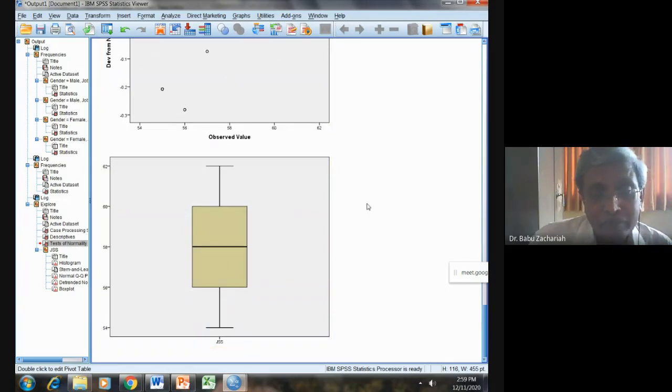Finally, the box plot. Please look very carefully. This line is the minimum value, and this is the maximum value. This one is Q1, the first quartile, and this line is Q2, the median. And this is Q3. So in short: minimum, Q1, Q2, Q3, and maximum. If this is symmetric, it is on the coordinate.